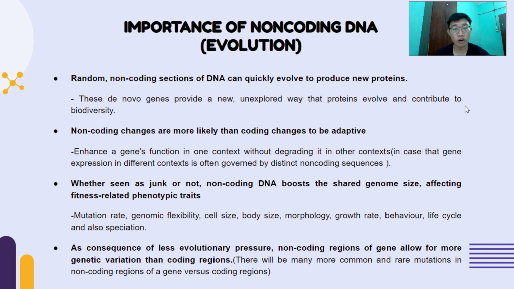Whether seen as junk or not, non-coding DNA strongly boosts the shared genome size, thereby affecting a range of fitness-related phenotypic traits such as mutation rate, genomic flexibility, cell size, body size, morphology, growth rates, behavior, life cycle, and also speciation. As a consequence of less evolutionary pressure, non-coding regions of a gene allow for much more genetic variation than coding regions. This means that you will have more common and rare mutations in non-coding regions of a gene versus coding regions.